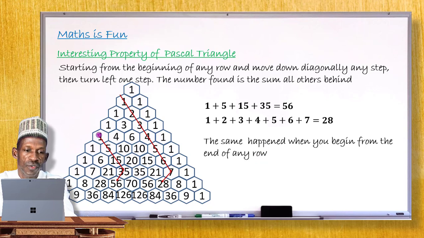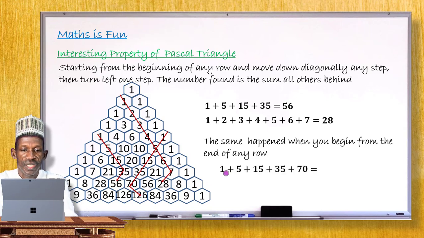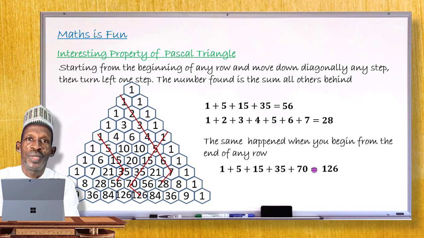The same happens when you begin from the end of the row. That is, here I started from the beginning of the row, and if I take the end of the row and move down the diagonal, the same happens. So let me do that. Taking the end of this very row and moving down diagonally also, how many steps? Look at it, it is about 5 steps, then turn left 1 step. So the addition of these 5 numbers will give the answer 126. Let me add them and see. 1 plus 5 is 6, 6 plus 15 is 21, 21 plus 35 gives me 56, and 56 plus 70 will now give me the result 126. So this is an interesting property of this Pascal triangle.